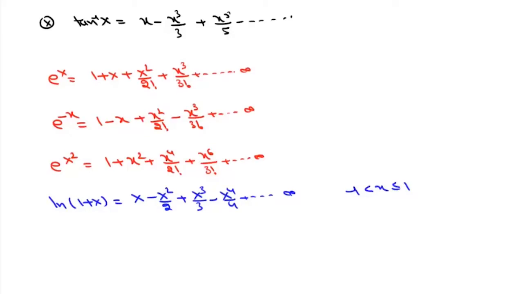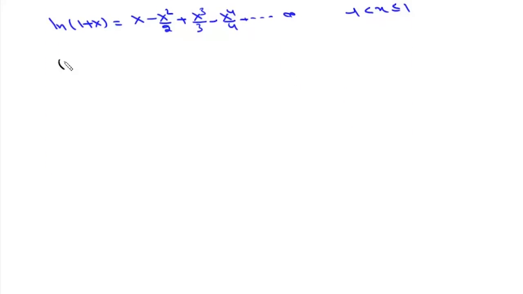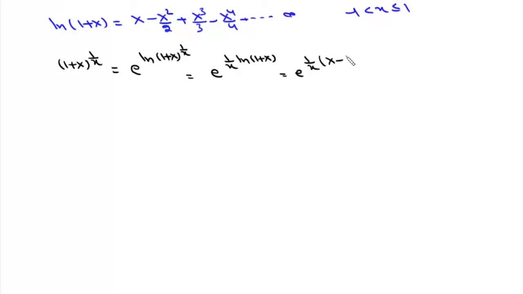Now there is one more expansion formula that we need to study, which is the expansion of 1 plus x to the power 1 upon x. Now we can write this as e to the power log of (1 plus x) to the power 1 upon x, and it will be e to the power 1 by x log 1 plus x. Now we already know the expansion of log 1 plus x, so it will be e to the power 1 by x times x minus x square by 2 plus x cube by 3 and so on.